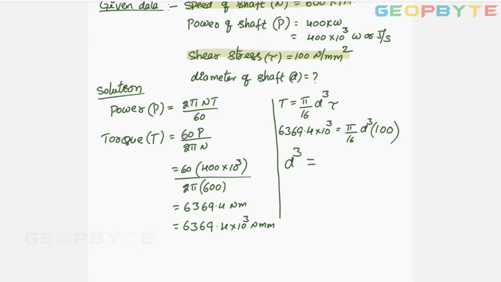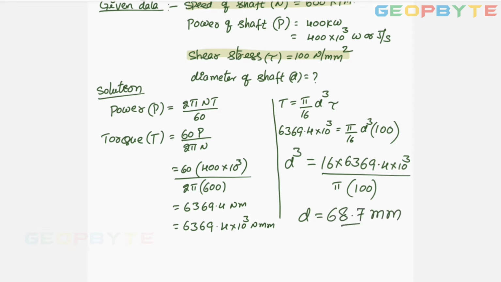d cube equal to 16 into 6369.4 into 10 raised to 3 divided by pi into 100. From this you can find d cube, then d. I am directly getting the d. I got around 68.7 millimeters. That is how the shaft diameter can be decided. I hope you understood this problem.